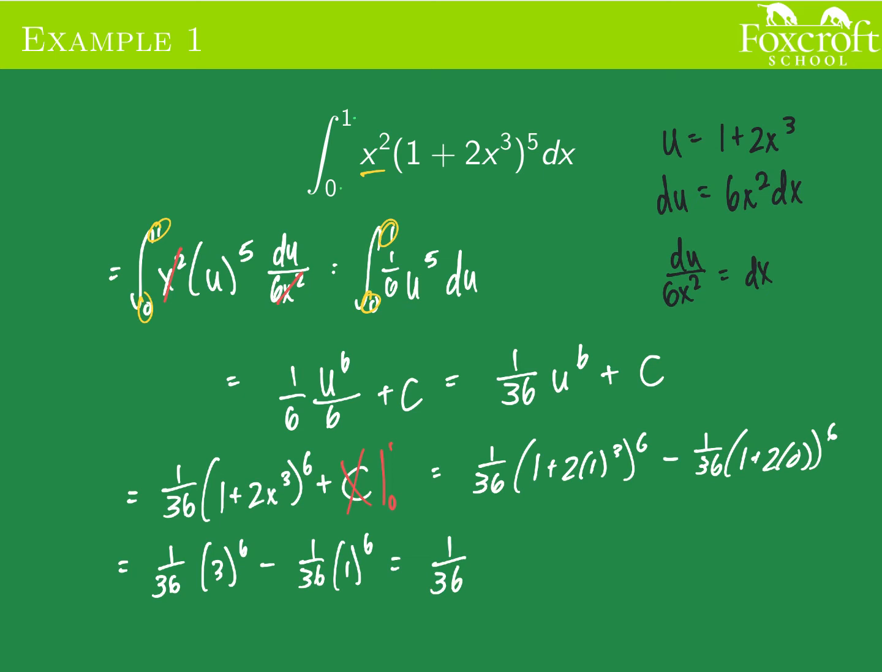3 to the 6th, I'm going to have to use a calculator. It's 729 minus 1 over 36. 729 divided by 36 is not a nice number, so I'm just going to rewrite this as 729 over 36 minus 1 over 36 is 728 over 36. And that's some simplifying you can do because they're both even and you can make the fraction smaller. But I think you can handle that part, and just to keep the video a little shorter, I'll leave it at that. But you can see the basic idea, just like we did in the previous video.